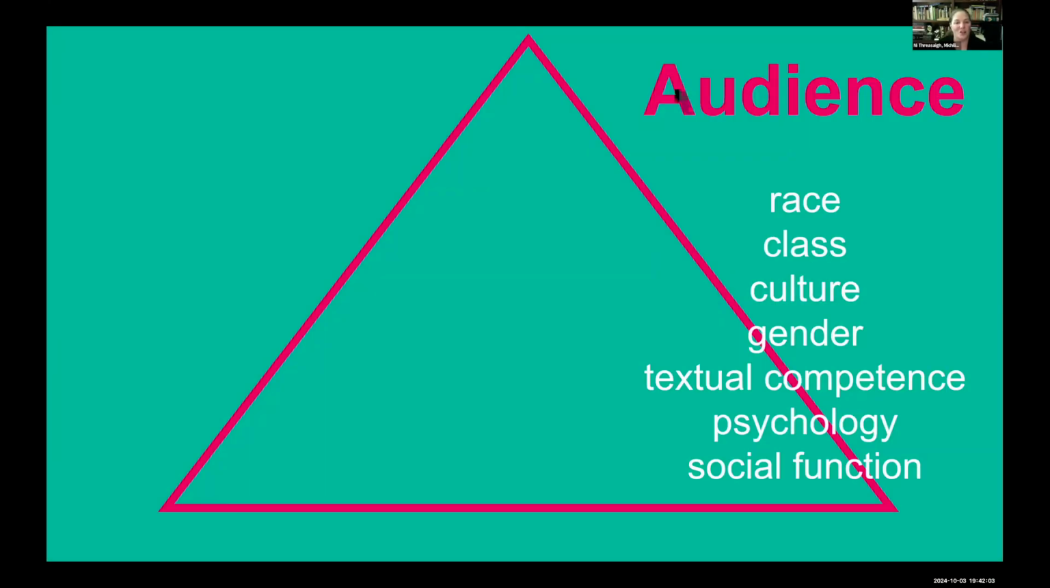The audience side of the triangle includes discussions of seven audience characteristics. Textual competence, the goal of media literacy education, refers to an audience member's proficiency in understanding the codes and conventions used in the media experience. Social function is also a compelling audience quality because different audience members use media in different ways.